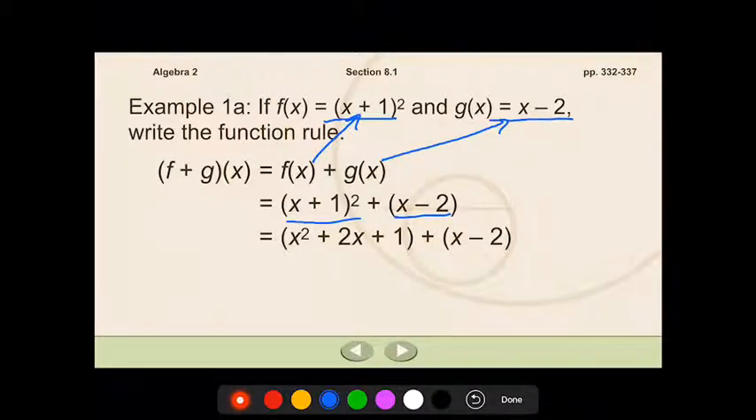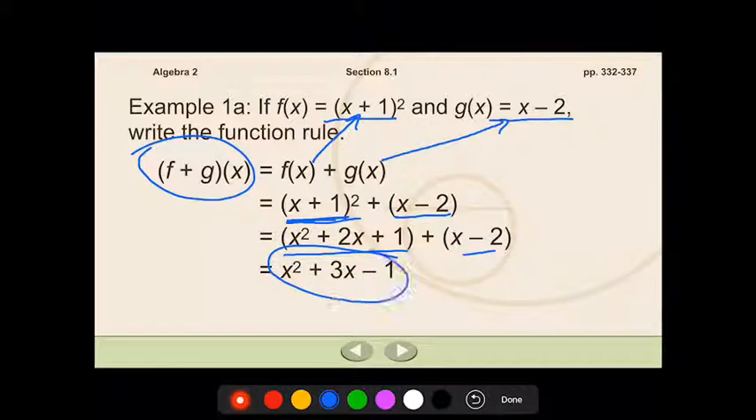You've got to square that out because we have to simplify this. So you can FOIL it out by saying x plus 1 times x plus 1, or you can use the shortcut method that I've taught you a couple times now: square the first, square the last. Either way, when you square the quantity x plus 1, you get x squared plus 2x plus 1. And then I just copy down the x minus 2. Then it's as easy as simplifying it. Just add your like terms, and you get your answer. And what this means is f plus g of x is equal to x squared plus 3x minus 1.